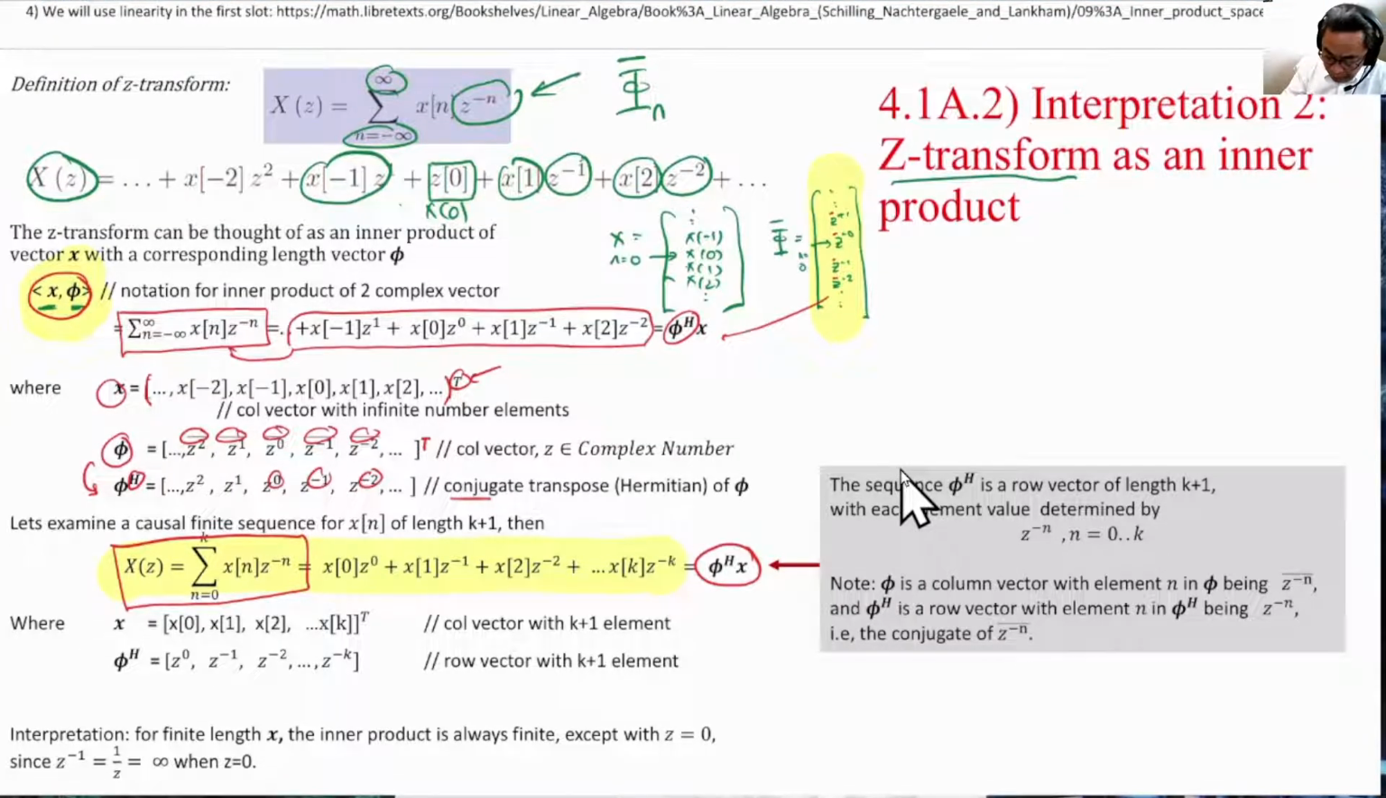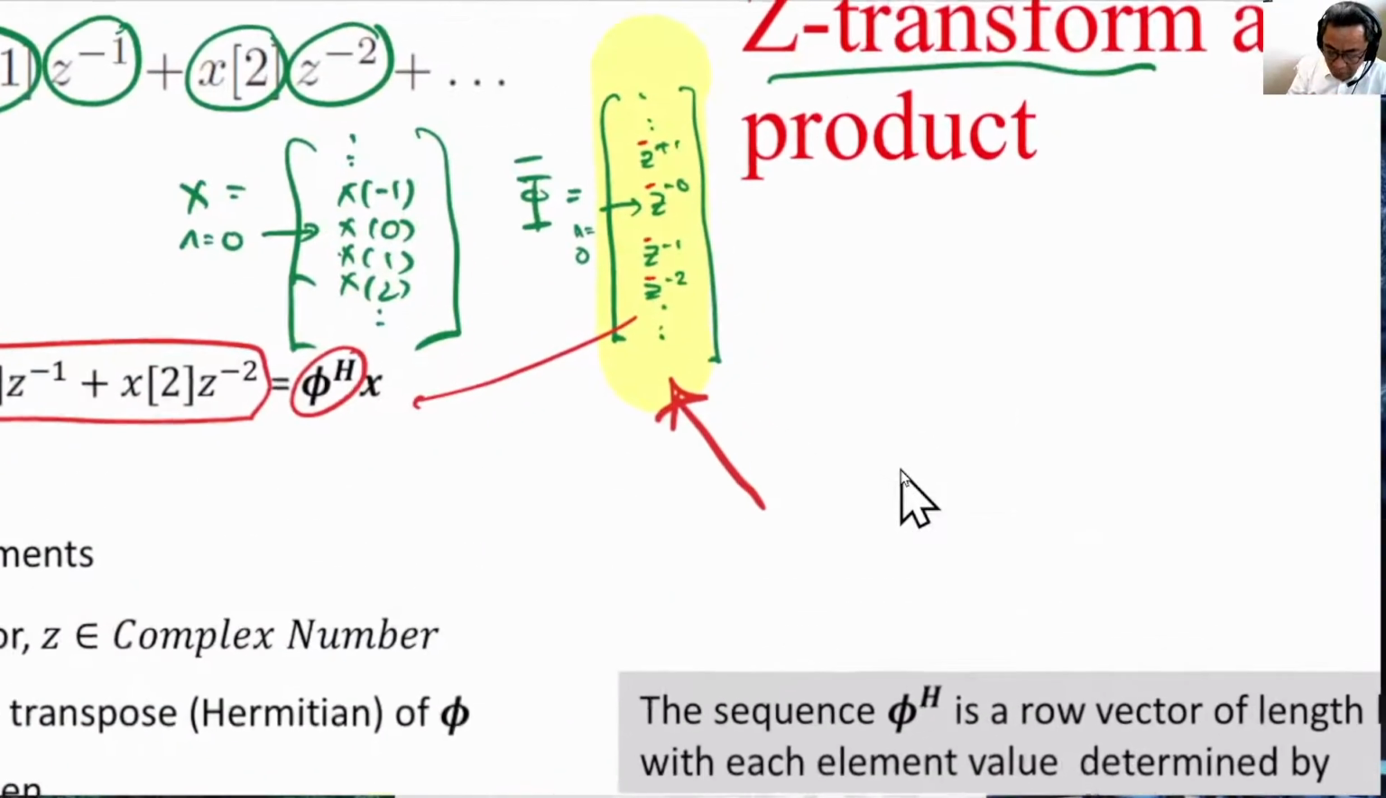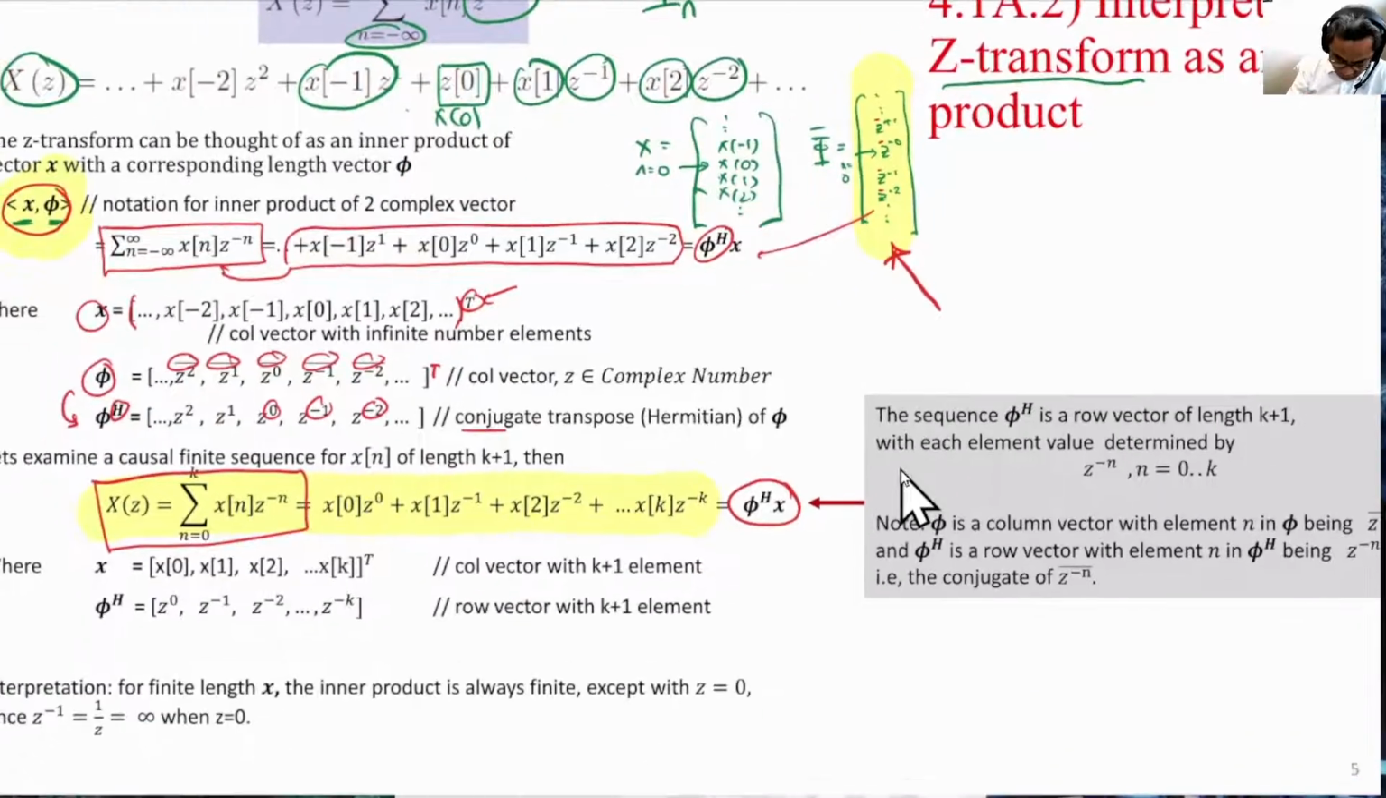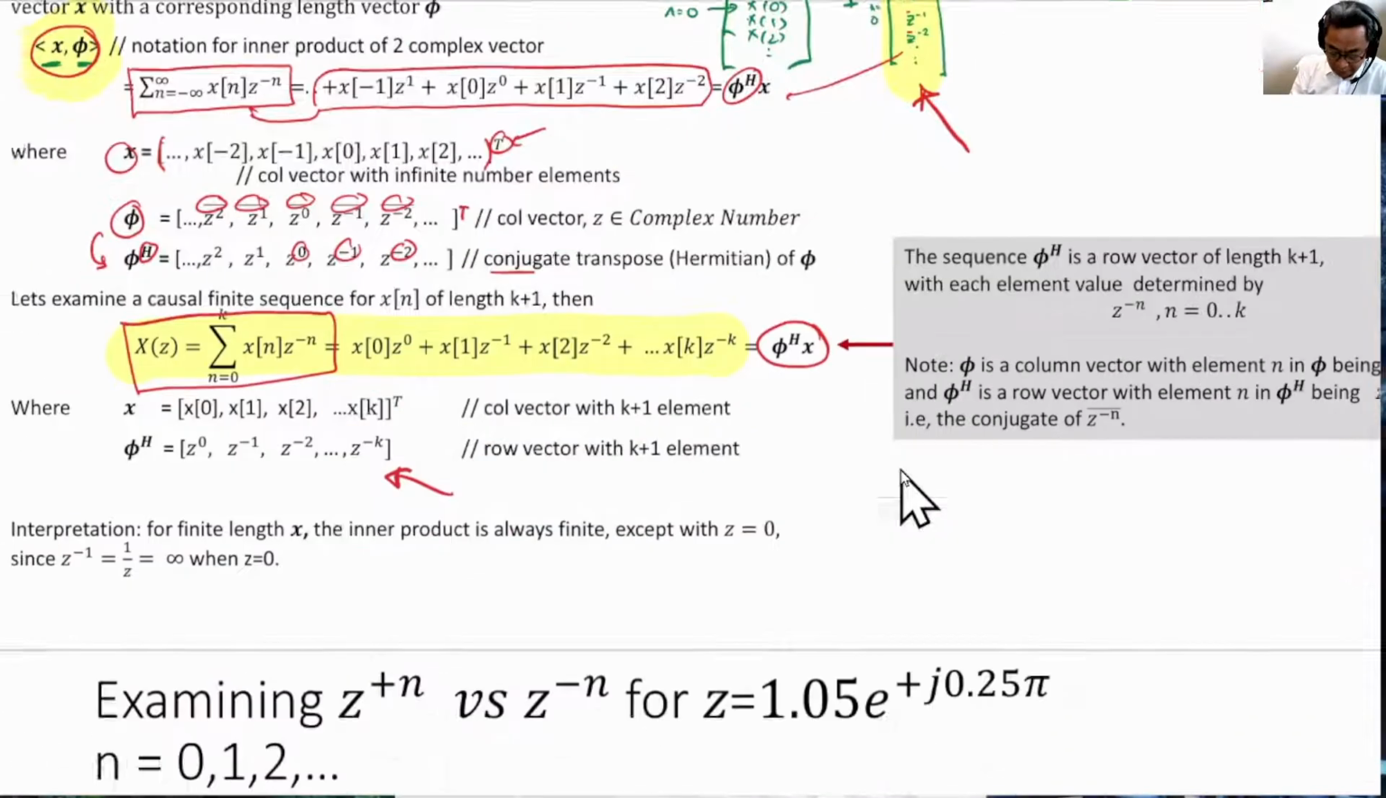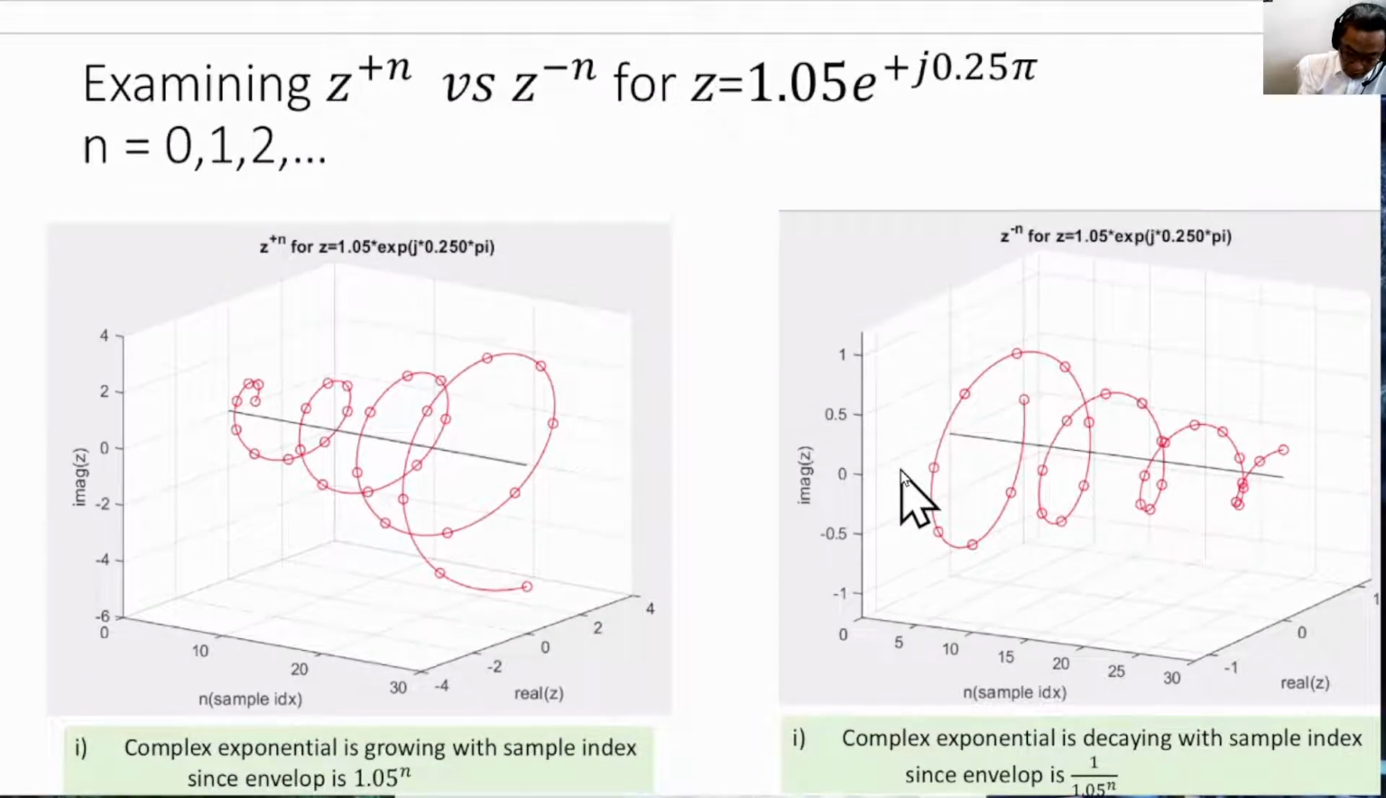So you may now be wondering, what does this phi look like? Or what does this phi Hermitian look like? Let us now plot. Let us plot z to the power of n and z to the power of minus n for n equals 0, 1, 2, 3, and so on.